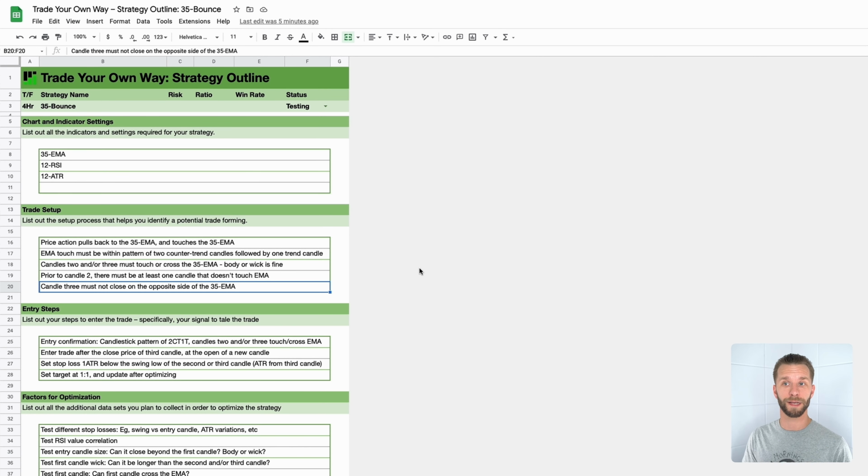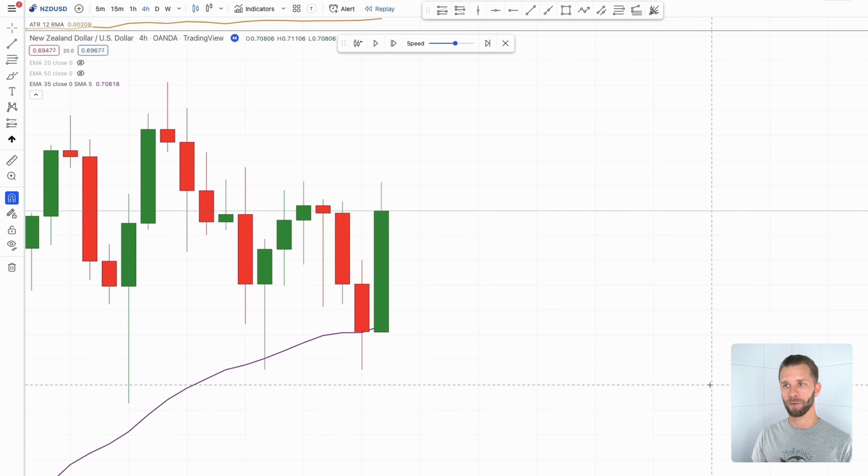Now is the point where we start looking at entry steps. Our entry steps to enter the trade. So entry confirmation, we just want to confirm that we're good to go. So candlestick pattern of 2 counter trend, 1 trend, candles 2 and or 3 touch or cross the EMA. So we have our 2 counter trend, 1 trend, candles 2 and or 3 cross, perfect.